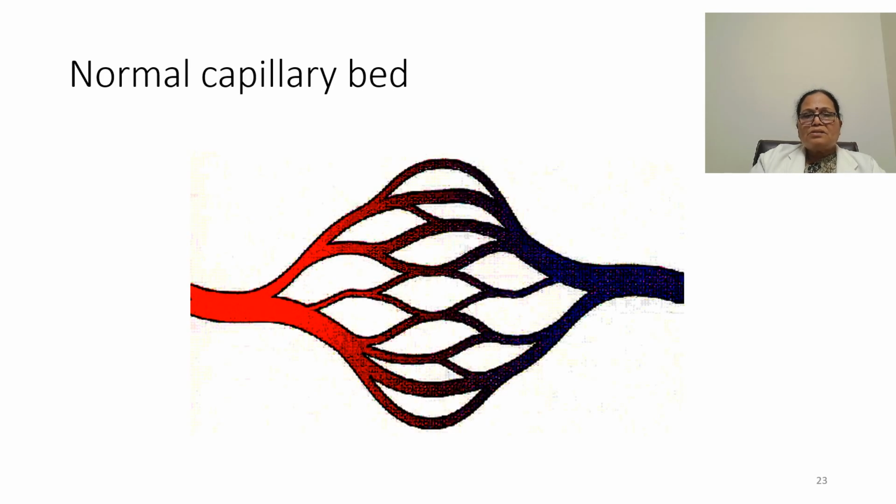So this is a normal capillary bed. The blood goes out through this. This is the arteriolar side. This is the venous side. A normal capillary bed is like this.